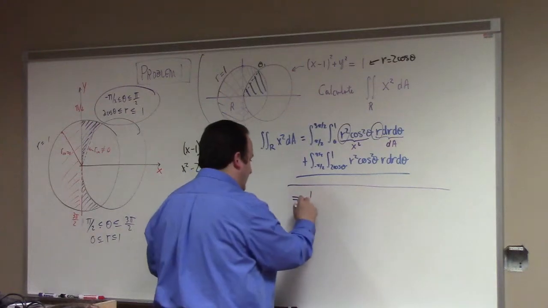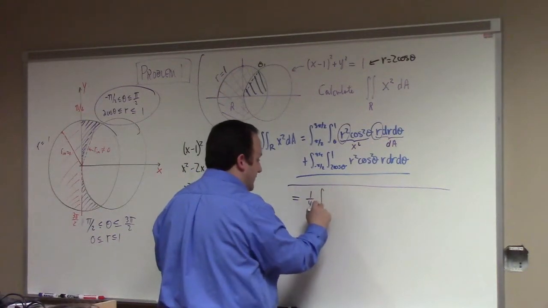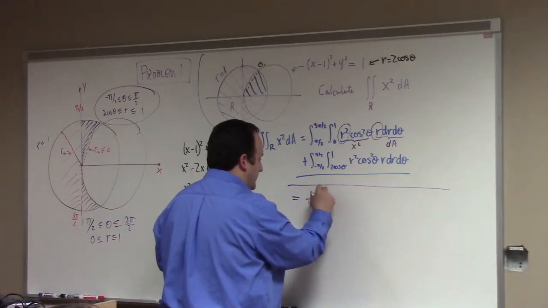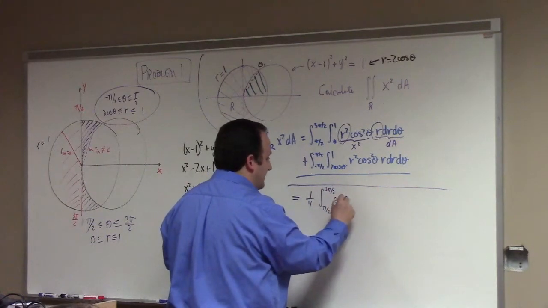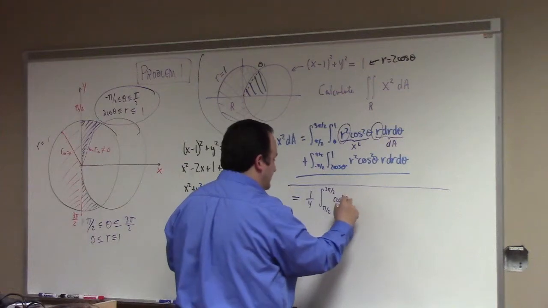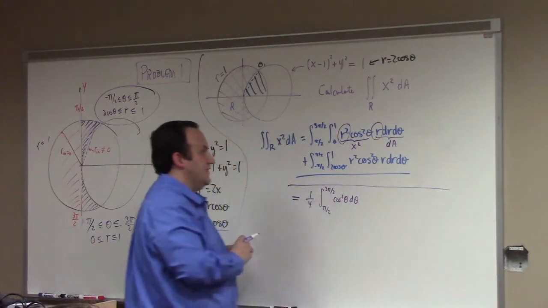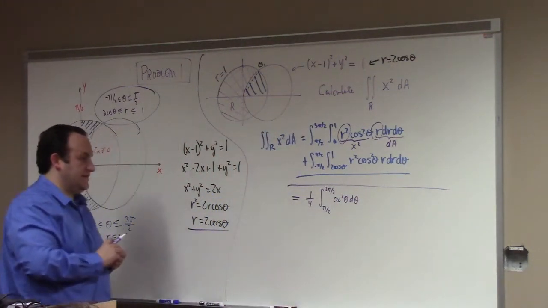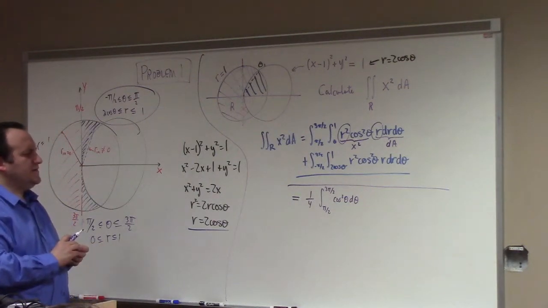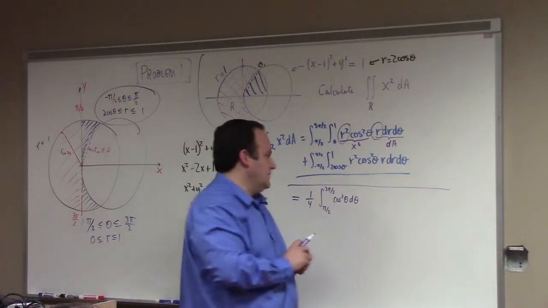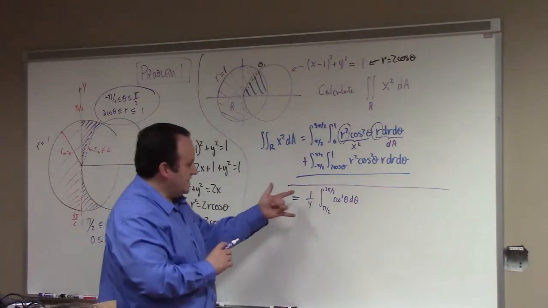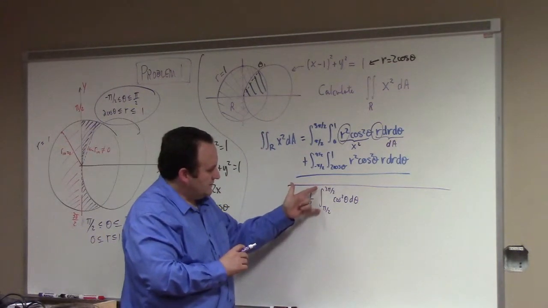1/4, right? So we actually have 1/4 the integral from pi over 2 to 3 pi over 2 of cosine squared theta d theta. That's what the first thing simplifies down to. What does that look like? How far is that? That's pi, right? That's half a cycle.